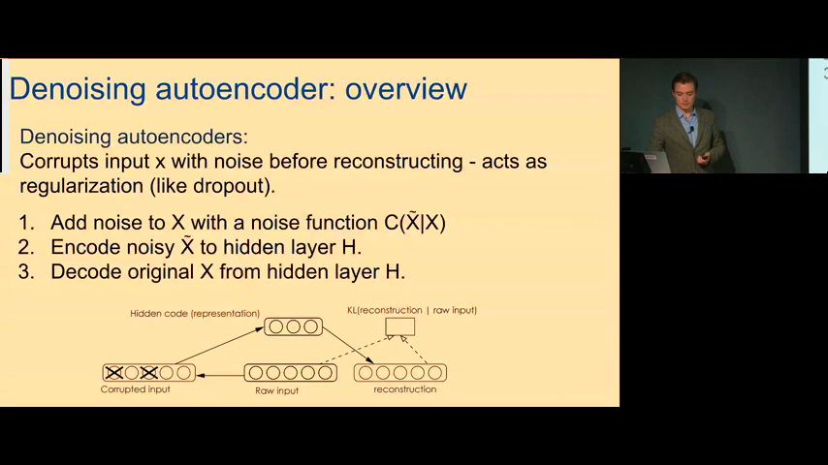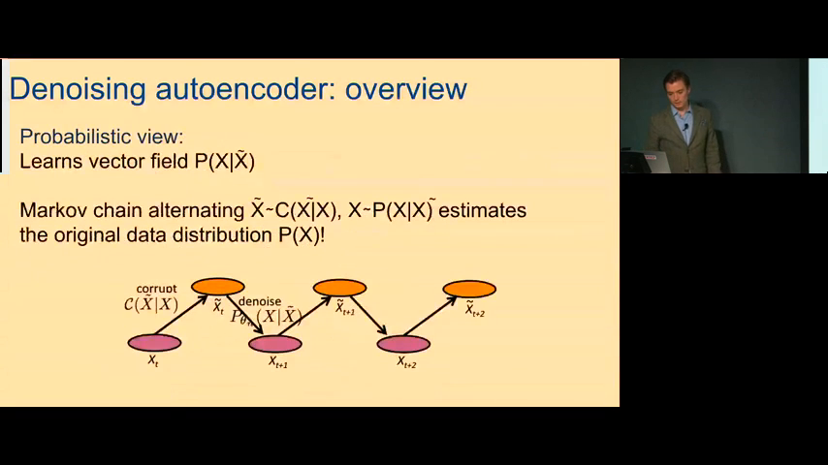So the denoising aspect takes your original input, corrupts it with some noise function. In our case, we're going to use salt and pepper noise, which randomly sets some bits to 0 or 1. Then does the autoencoding process on that noisy input. So you create the hidden layer, and then you reconstruct what the original input should be from that noisy bit. Now, I'm not going to go too much into the probabilistic view, but it's pretty cool.